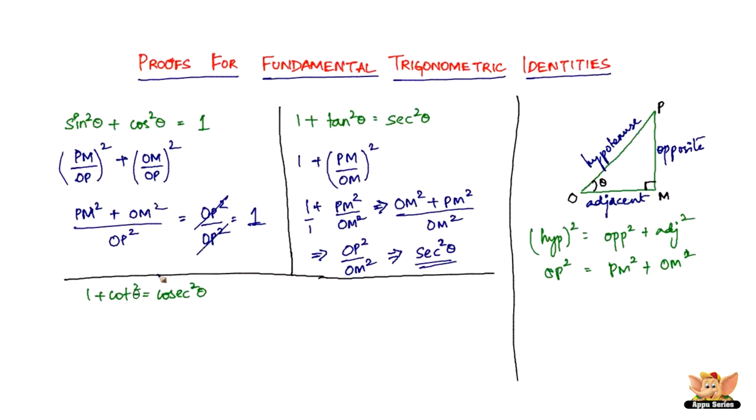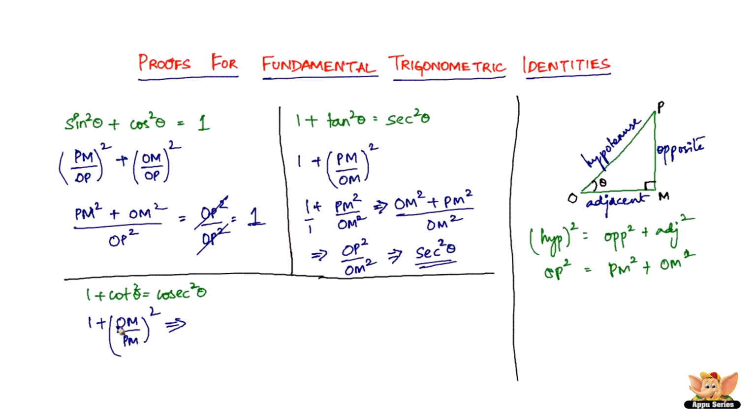And the final one that we have here is 1 plus cot square theta equals cosecant square theta. Not very different from this one. All you have to do again is write down 1 plus cot square theta equals cosecant square theta. Cot theta is nothing but adjacent by opposite, which is OM by PM. So OM by PM the whole square.